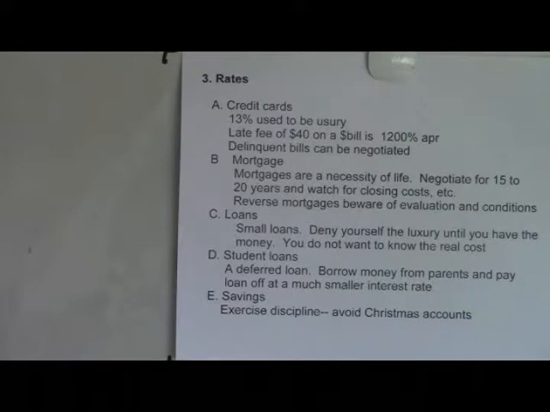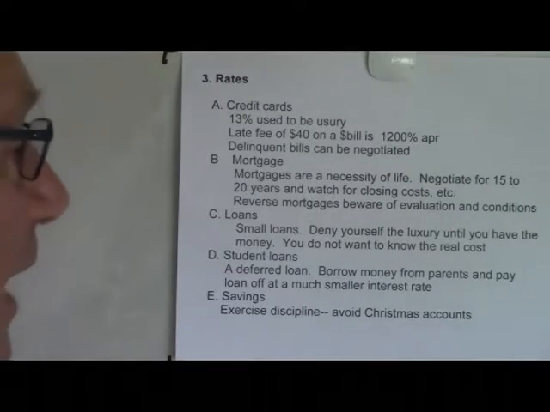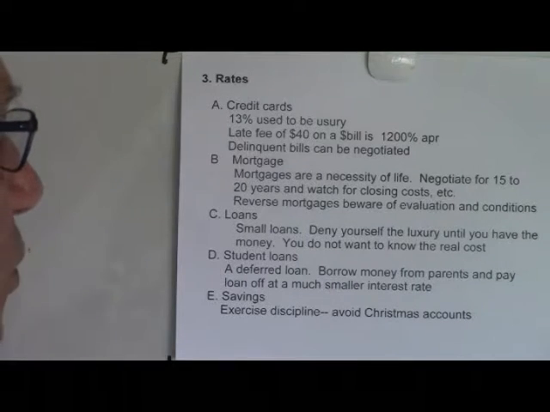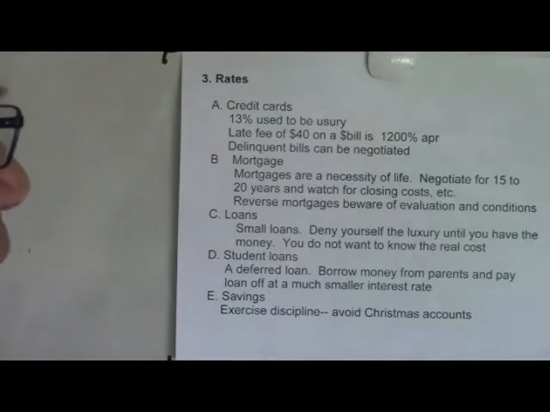Mortgages, these are a necessity of life. If you want to buy a home, to save up for the home could take decades, and if you'd like to make advantage of that at home, you're going to have to take out a mortgage. What you want to do is negotiate for as short a period of time as possible, because the interest rates add up very heavily. You can pay 2 or 3 times even more of a home if you take it out for 30 years at some of the higher interest rates.